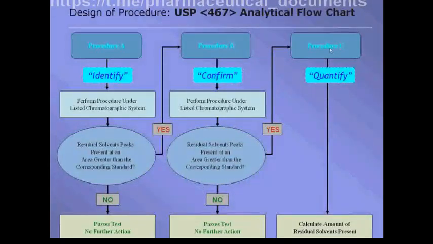As we go into procedure C, this is what I call quantify. So we first identify in procedure A, confirm in procedure B, and then go to procedure C for quantification. So we actually determine, based on a single point standard, what is the amount of residual solvent present. So this is ultimately where we generate our quantifiable data from this point on. And we can use either system, procedure A or procedure B, whichever gives the most sound analytical data.